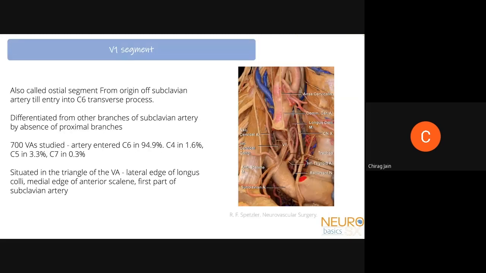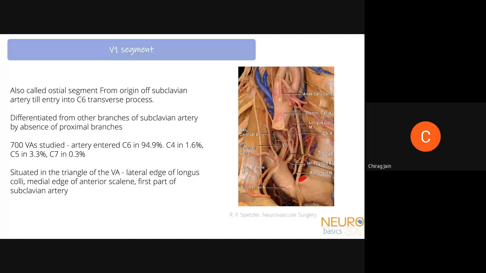The V1 segment is also called the ostial segment, and as we have discussed, it is going to be from the origin at the subclavian artery till the entry into the C6 transverse process. It is differentiated from other branches of the subclavian artery by having a complete lack of any proximal branches. So you can differentiate it from the thyrocervical trunk and the other branches in this region, like the ascending cervical artery, by the lack of any proximal branches.